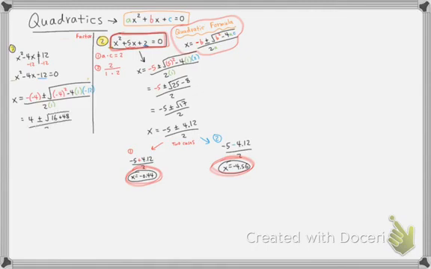And on the bottom, 2 times 1 is 2. Okay? So 16 plus 48 is 64 over 2. The square root of 64 is 8. And then now we can consider our 2 cases. 4 plus 8 divided by 2.